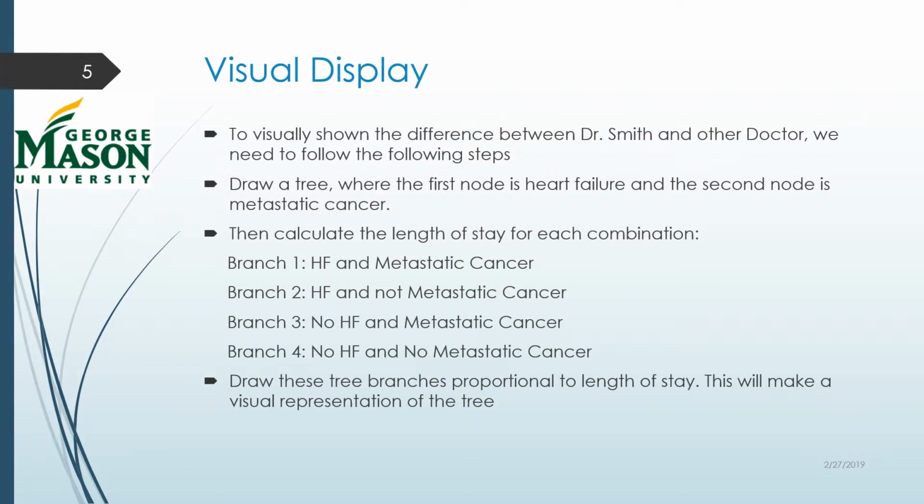So, the visual display of the data. To visually show the difference between Dr. Smith and the peer group, or the other doctors, we need to follow these steps. Draw a tree where the first node is heart failure and the second node is metastatic cancer. Then calculate the length of stay for each combination: branch 1, branch 2, branch 3 and branch 4. Then draw these branches proportional to the length of stay. This will make a visual representation of the tree.